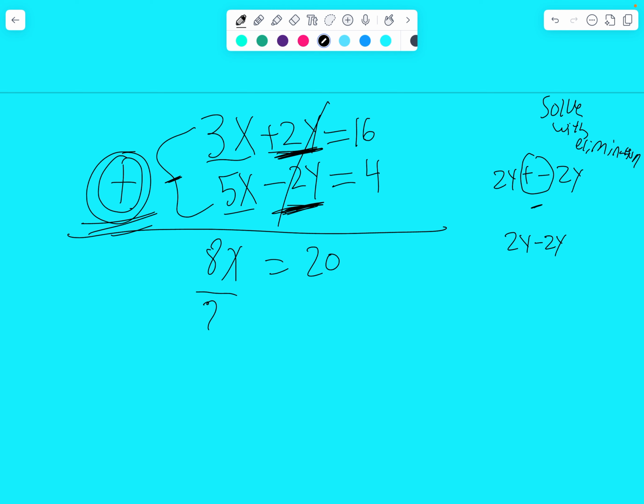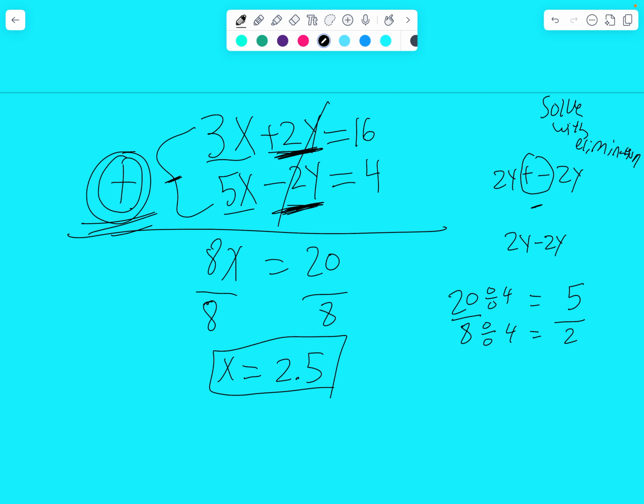Divide both sides by 8. And you have x is equal to 20 over 8. But I know I can divide both of them by 4, because I want to have the simplest fraction. What's 20 divided by 4? 5. What's 8 divided by 4? 2. What's 5 over 2 known as also? 2.5. I found my x with elimination.